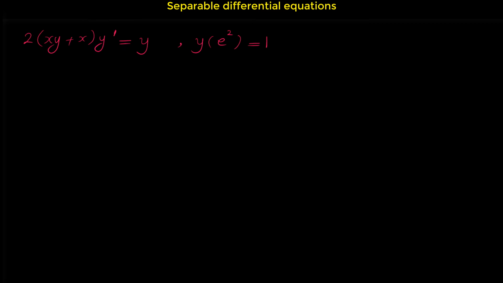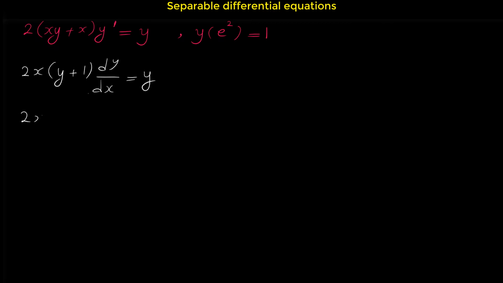First note that y prime is dy over dx. And by looking at this bracket, you can see that we can factor x in this bracket. So we can write this as 2 times x bracket y plus 1. Note that if we factor x from the bracket, from xy we have y, and from x we have 1. So if we factor x, we get 2x times y plus 1 times dy over dx equals y.